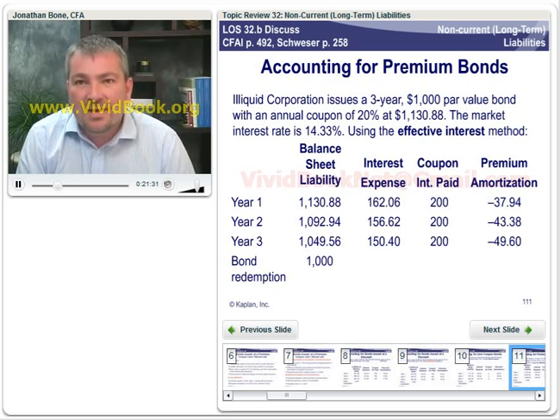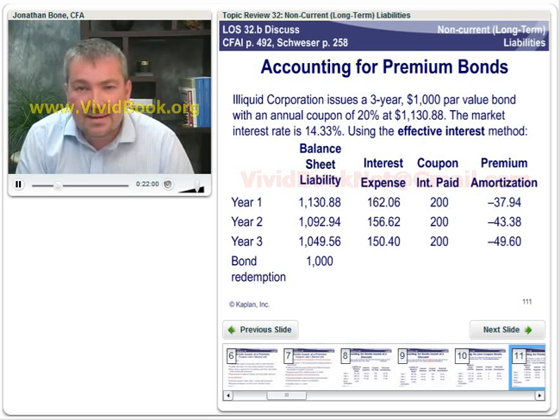We've got a 3-year $1,000 par value bond. So 1,000 equals future value, 3 equals N. It's got a coupon of 20%, so 200 is payment. And we issued it for 1130.88. So 1130.88 negative present value. Compute your IY, and you get your effective interest rate of 14.33.